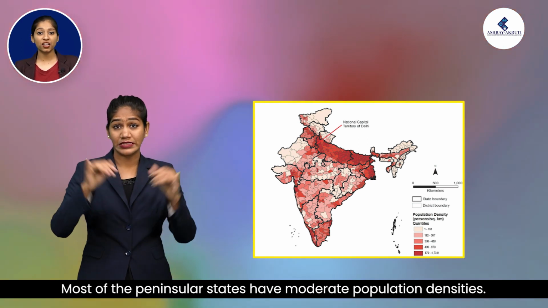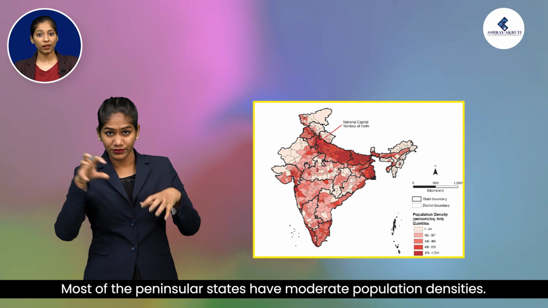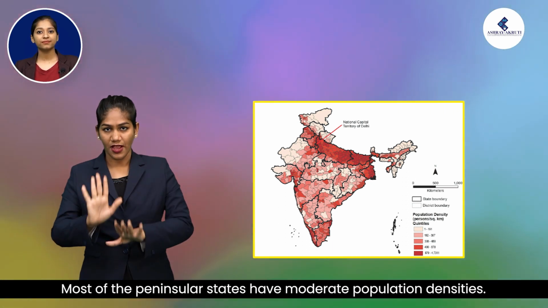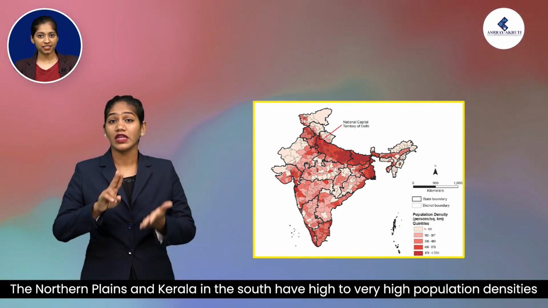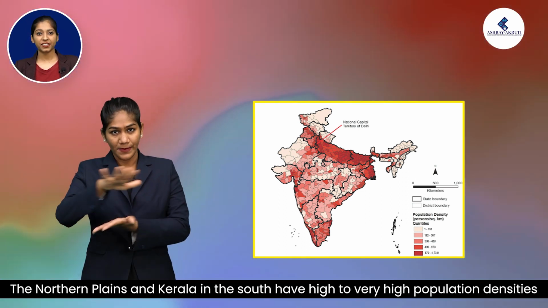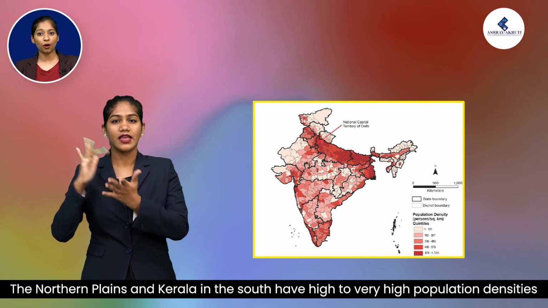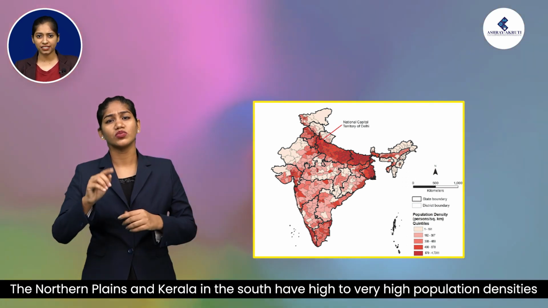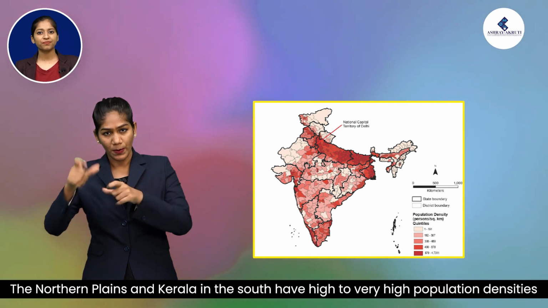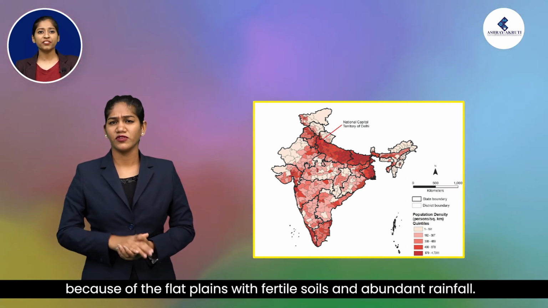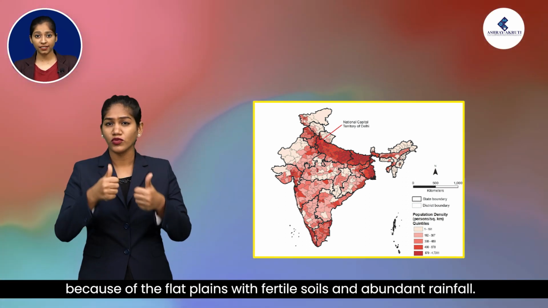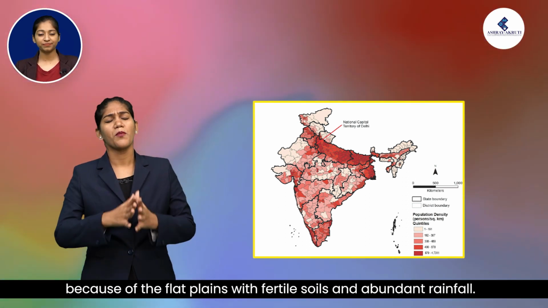Most of the peninsular states have moderate population densities. The northern plains and Kerala in the south have high to very high population densities because of the flat plains with fertile soils and abundant rainfall.